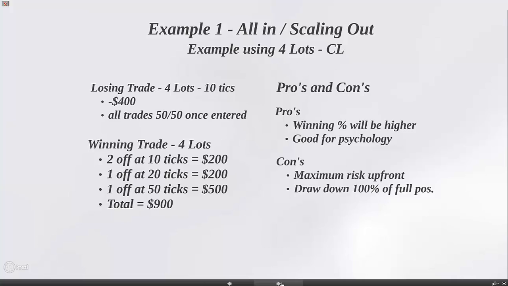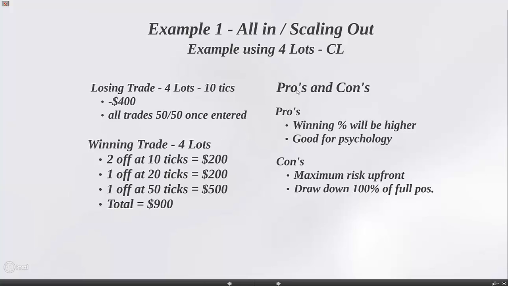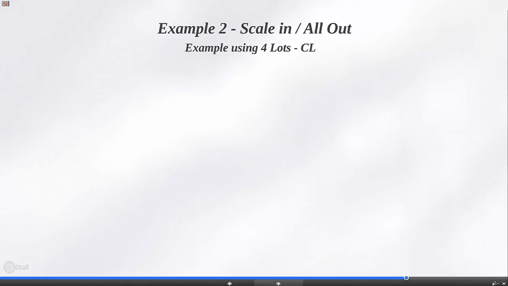The cons to this is that you're maximizing your risk. All of your risk is up front, right? You're max risk up front on the 4 lots you plan on trading. All your risk is front loaded. So you lose 10 ticks, and it's all front loaded. The cons also is that the drawdown is 100% of your full position. Like I said, it's all front loaded. Let's talk about step 2.